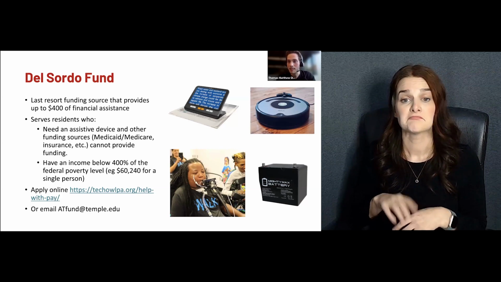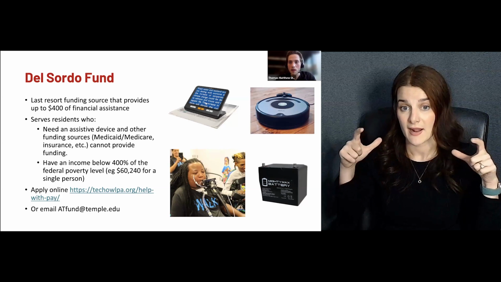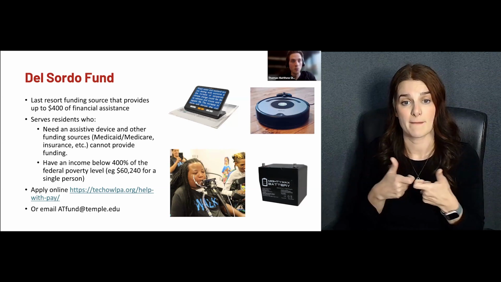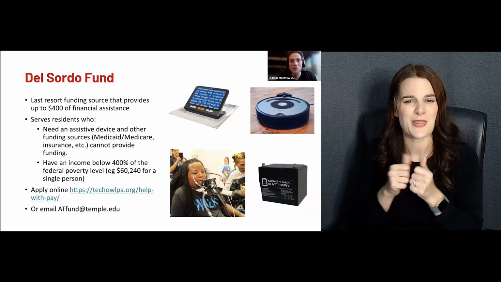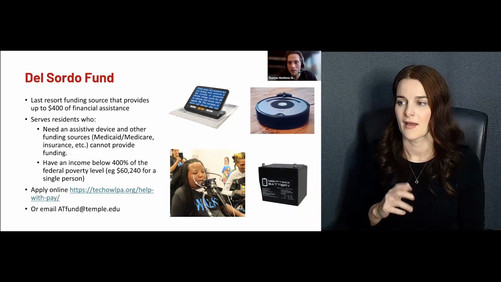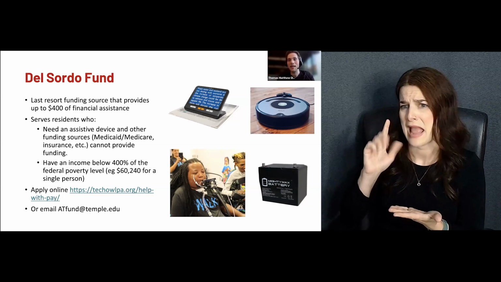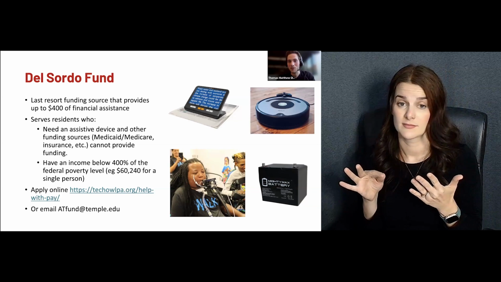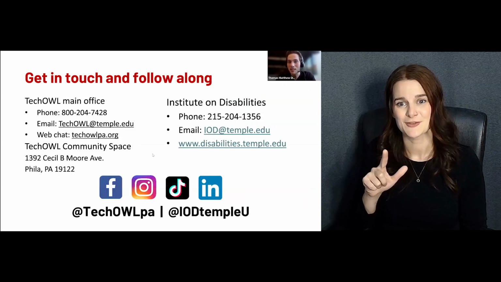Some devices that we've been able to fund through this program are things like a digital magnifier, a Roomba vacuum, a wheelchair battery, and a quad stick, which is a sip and puff switch to help you play video games. These are just some of the things that we've helped fund through this scholarship. But yes, if you are looking for financial assistance and you want this one-time only last resort funding source, this is an option for you through Tech Owl to fund the device you need.